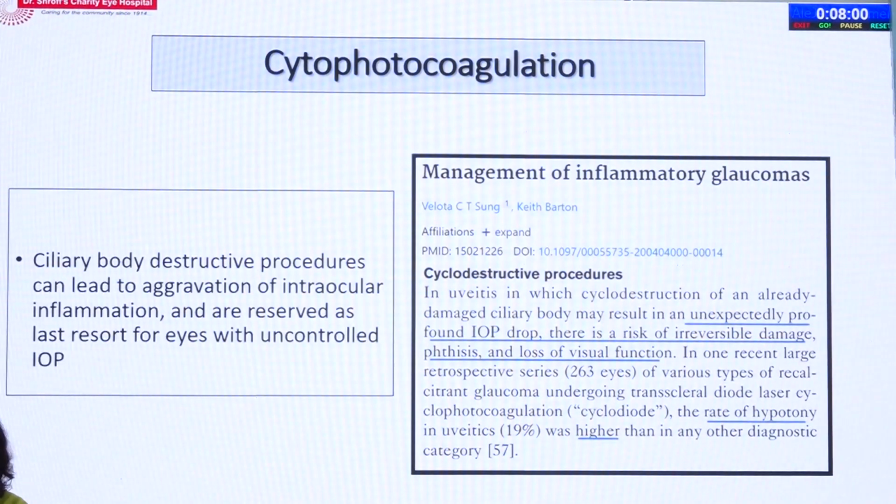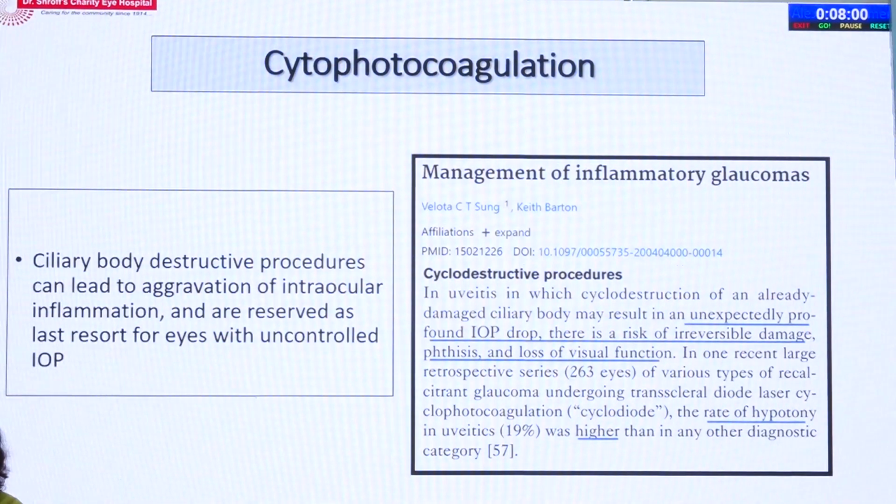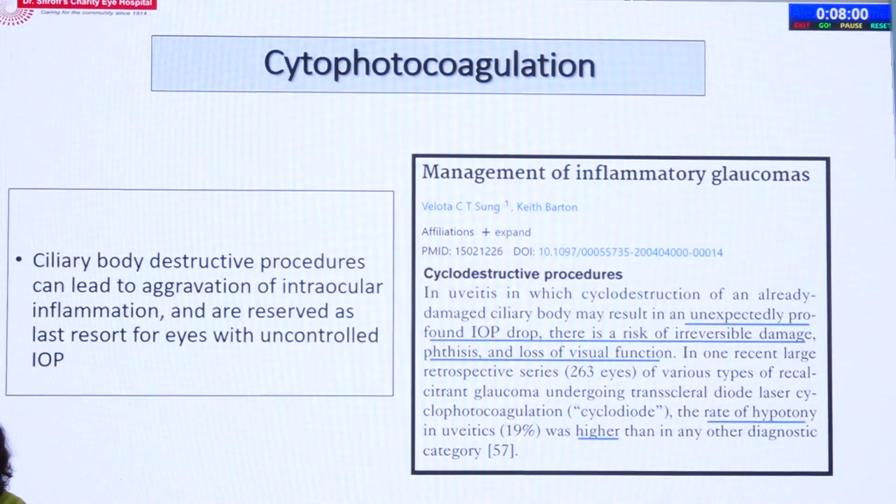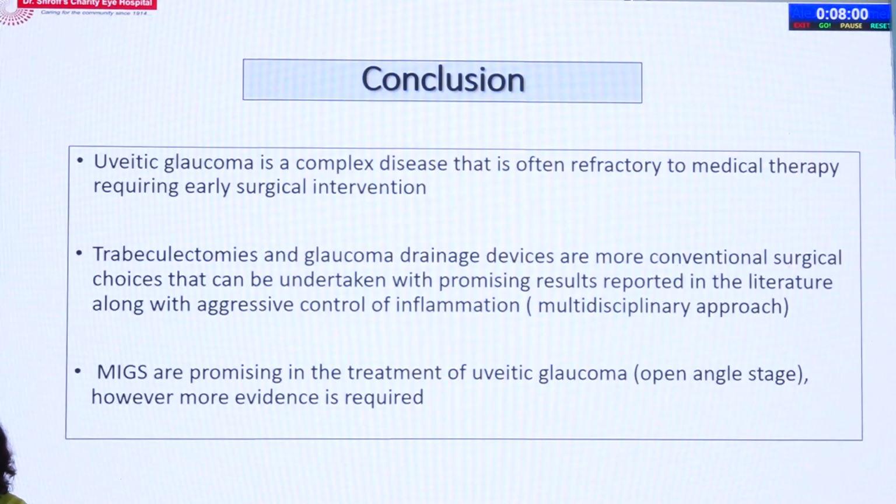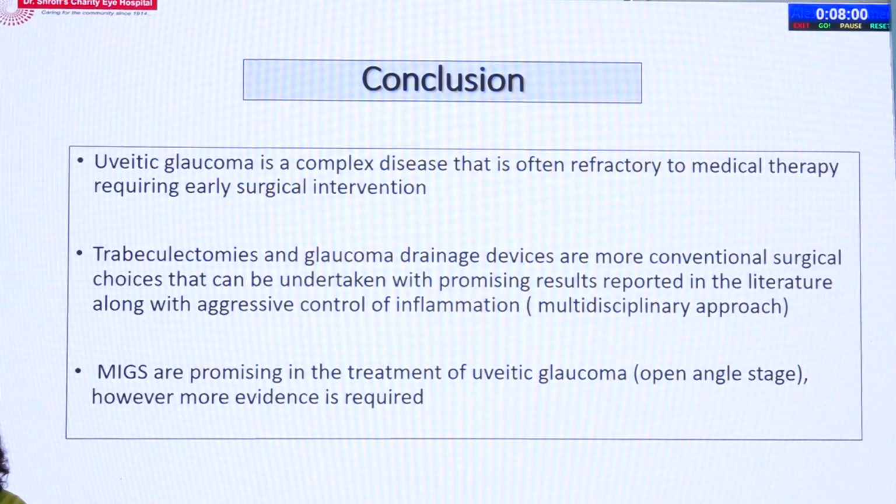And in a study including various diagnoses, the rate of hypotony was much more in uveitic glaucoma with cyclophotocoagulation as compared to other diagnoses. So to conclude, uveitic glaucoma is a complex disease and is often refractory to medical therapy. Trabeculectomy and tube are conventional surgical therapy.